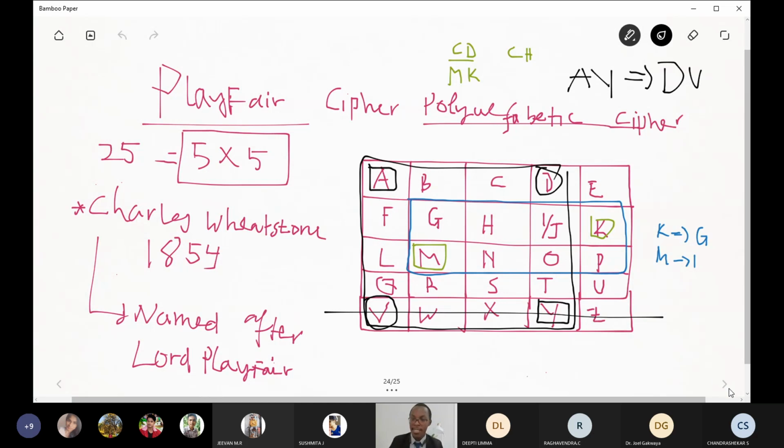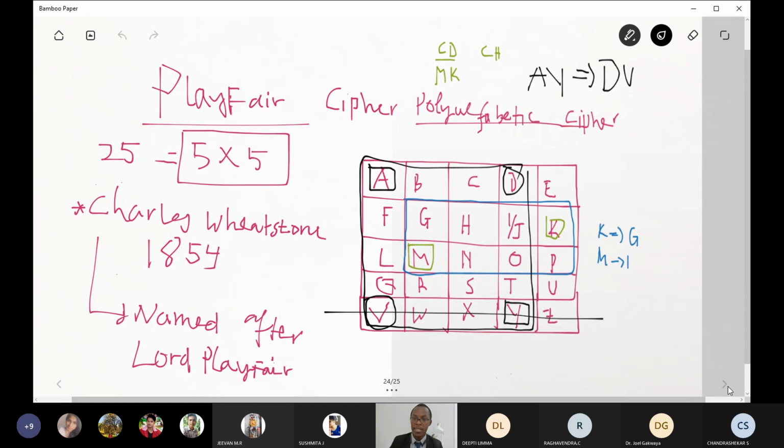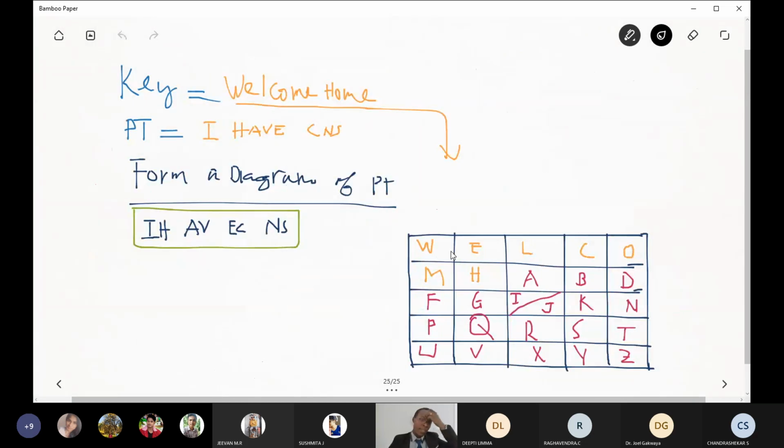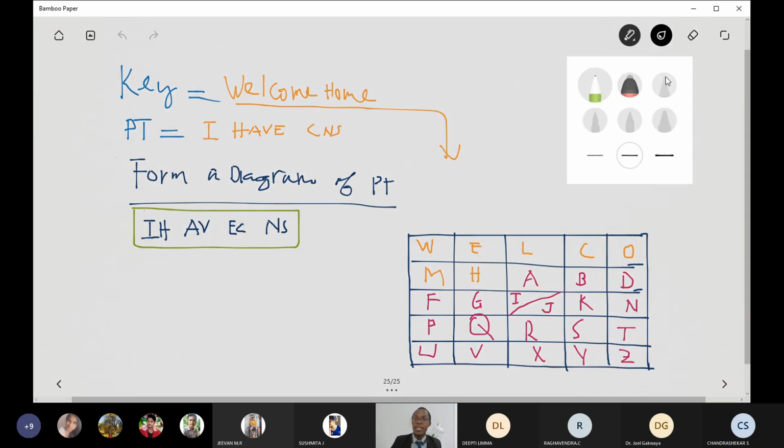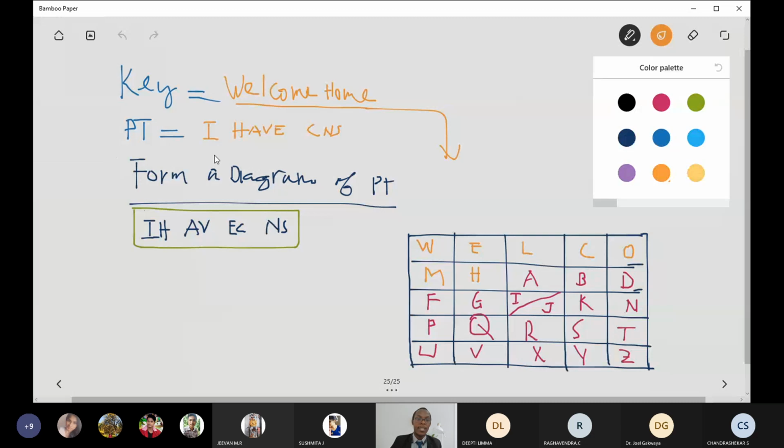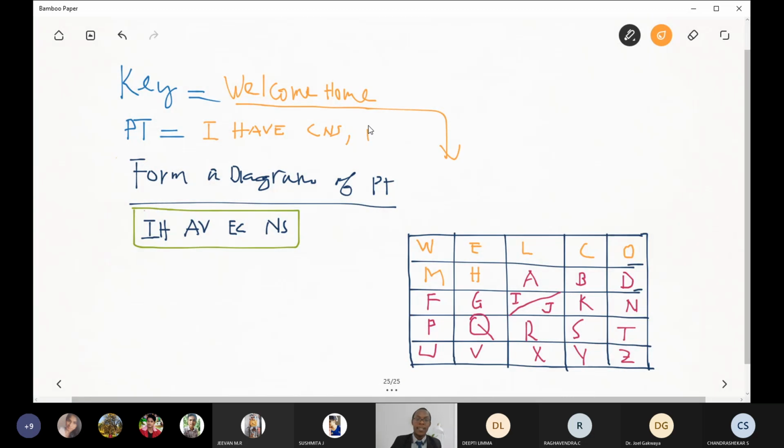Now come to our exercise. Since the time is not on our side, let us encrypt it fast. The plain text was what Giovanni sent in this message to Chandrasekhar. Let me put here: hey, I have exam, buddy. I have exam buddy.